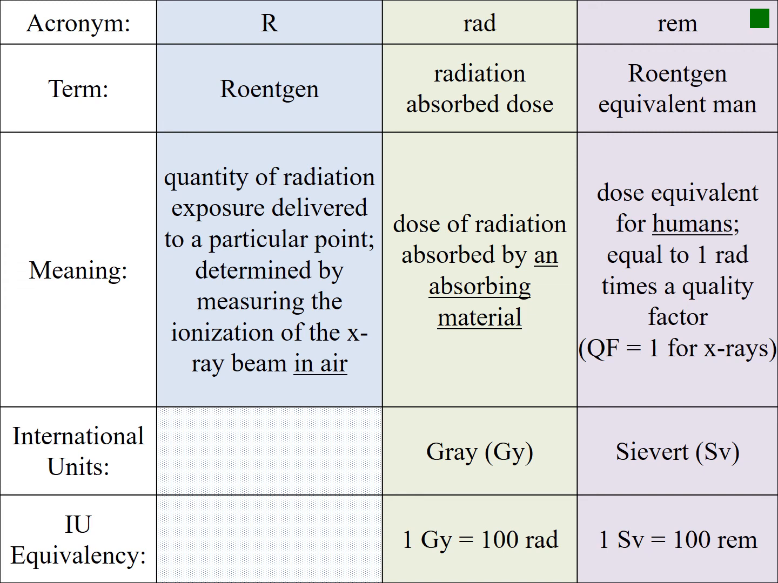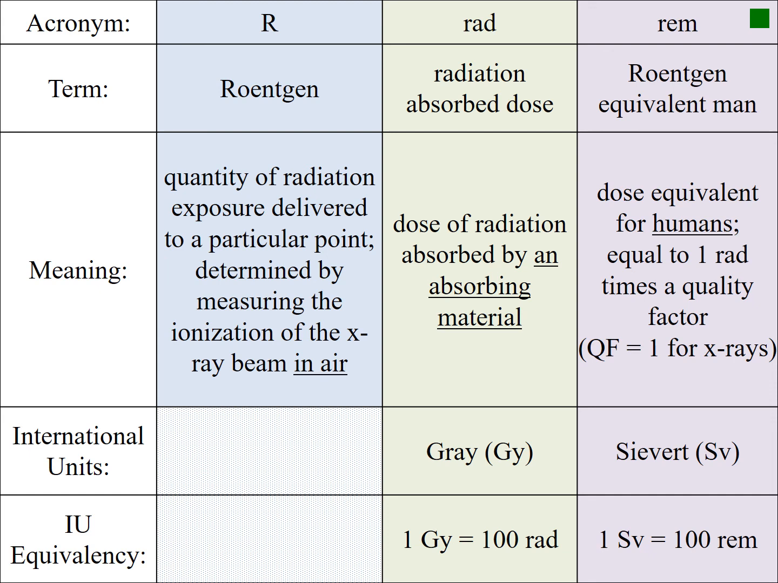So the first term that we're going to talk about is called the Roentgen. So you remember back to my history of X-rays that we had William Roentgen discovering X-rays, right? So a Roentgen, or big R, is the quantity of radiation exposure delivered to a particular point. So we determine that by measuring the ionization of the X-ray beam in air. So you are not air. This does not apply directly to you as a technician.